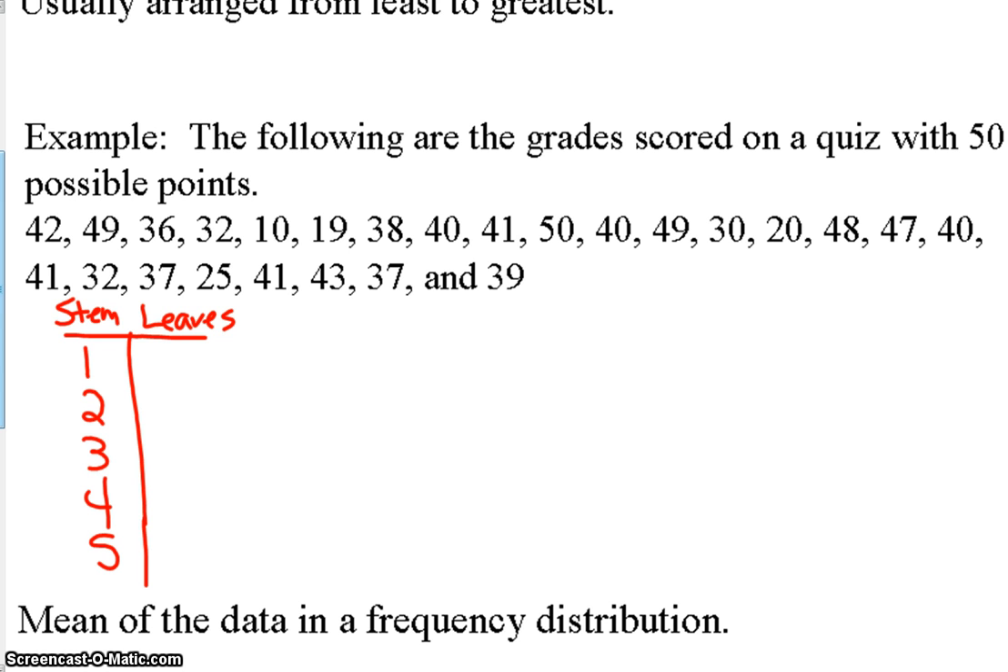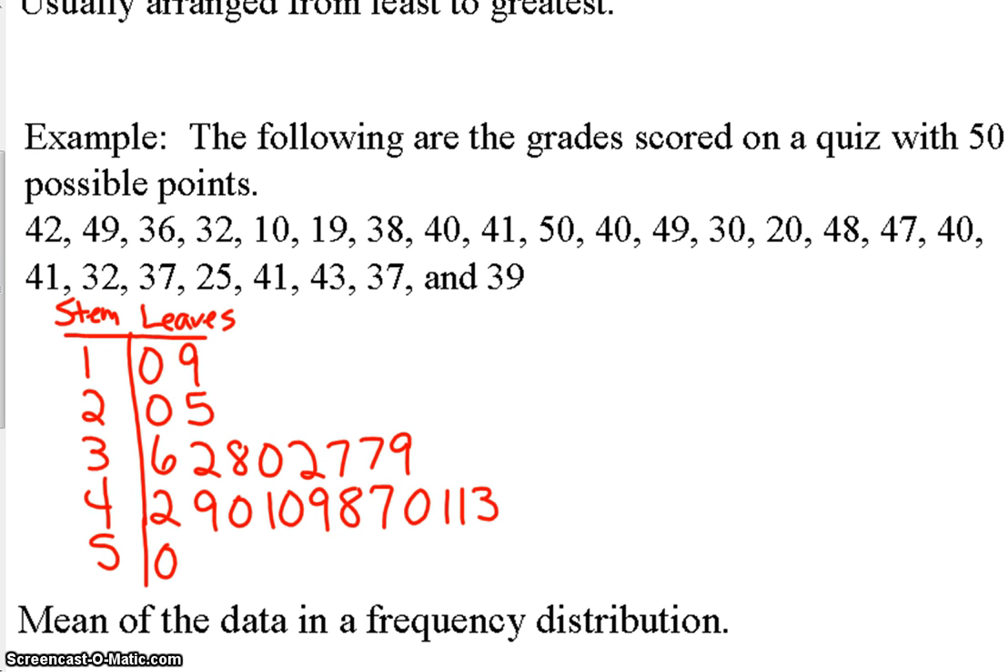So my first number was 42. I put a 2 next to the 4. The next number was 49. I put a 9 next to the 4. No comma, no decimal, anything like that. It's just the next number over. So the two numbers there would be read 42 and 49. The next one was 36, then 32, then 10, 19. Continue on with this on your own and then check your final stem and leaf plot against mine.